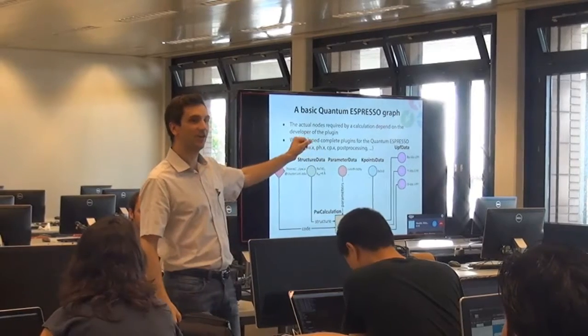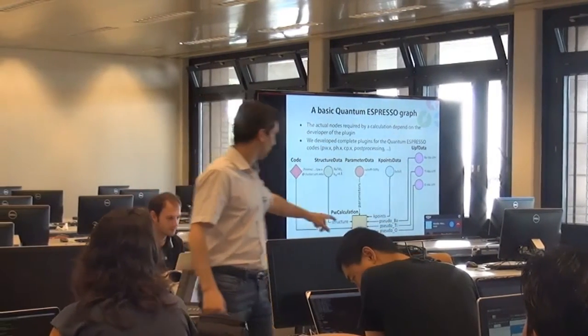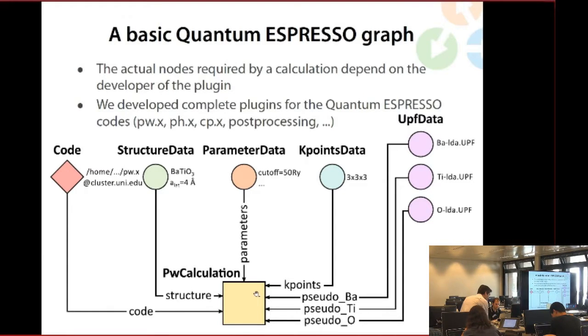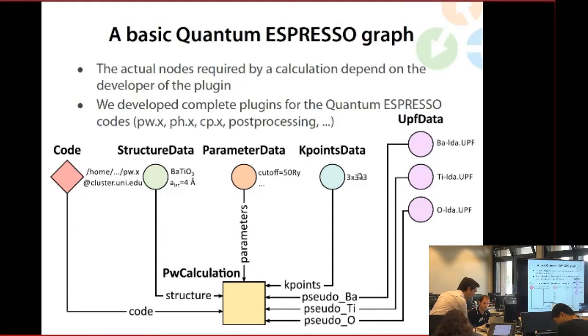That's an example of a QuantumESPRESSO calculation. So you have the calculation object that is this one here, and actually with the mouse, voila. And it has some input nodes, and you're going to work first on those kind of objects.